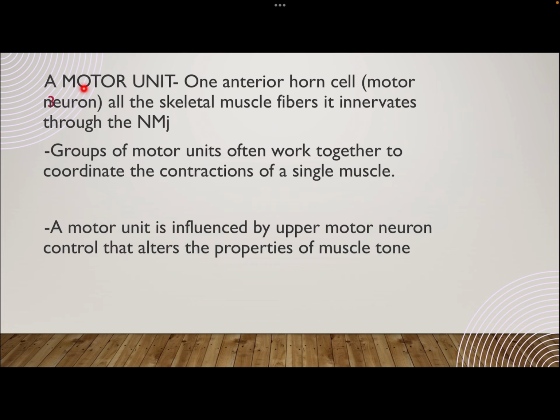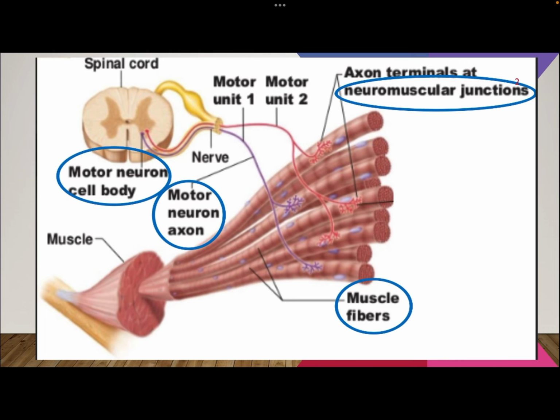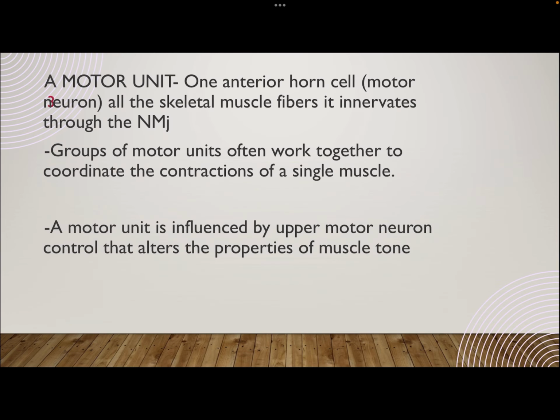So, what is a motor unit? Motor unit is the one anterior horn cell, motor neuron, and all the skeletal muscle fiber it innervates through the neuromuscular junction. So, this nerve that is coming, and this is the neuron it is sending, and you can see this neuron is innervating the multiple muscular fibers here. All right. So, this forms one motor unit. Similarly, this neuron is innervating other muscular fibers, and this forms the other motor unit. So a motor unit consists of a skeletal muscle fiber and a motor neuron that is innervating the muscular fiber.